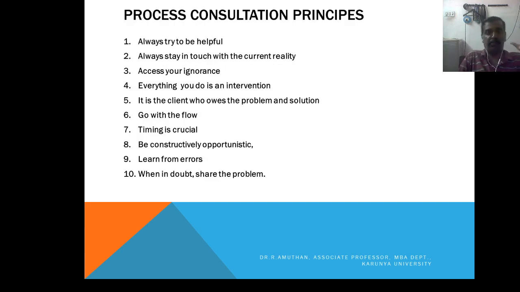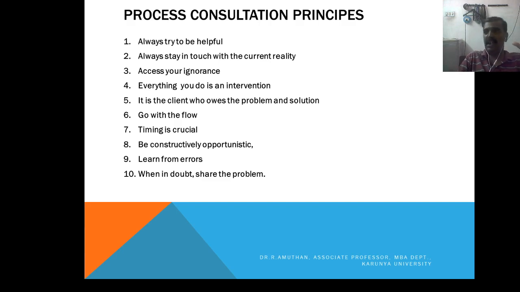What are the principles you need to follow if you are a consultant? You should be helpful and stay in touch with the current reality. You should know what's happening, exactly, and keep it at your fingertips. Access your ignorance. Everything you do is an intervention. The consultant's task is only intervention.